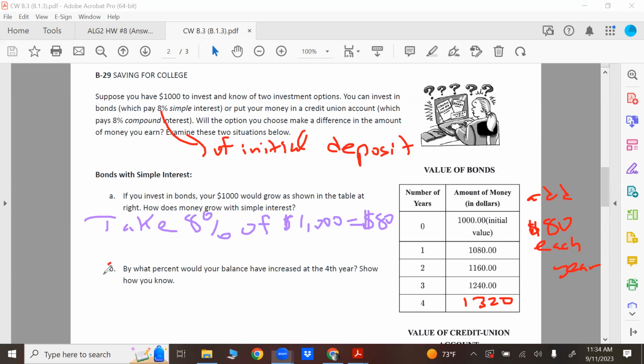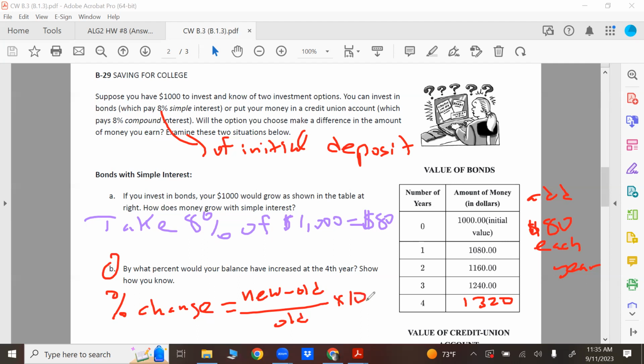Now, part B is a little tricky. By what percent would your balance have increased at the 4th year? So you're looking for a percent change. Percent change is always new minus old divided by old times 100%. So you're looking for how much it increased in the 4th year. What's the value of the 4th year? 1320. What's the value of the 3rd year? 1240, right?